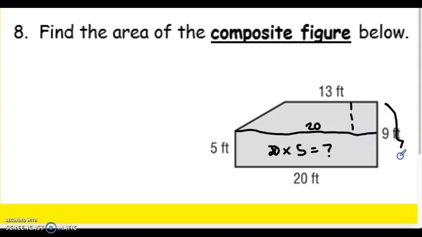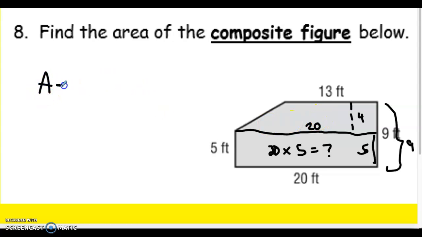Well, this whole line right here is 9, and up to here is 5. So 5 plus how much more would give you 9? 4. So what you're going to do is find the area of the rectangle, find the area of the trapezoid, and then add your areas together.